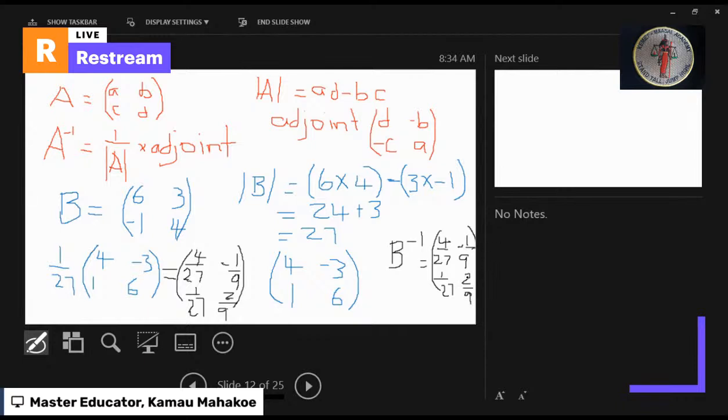We'd close that bracket. I don't have space to close my bracket there. So have a look at it from the top and tell me if you understand.